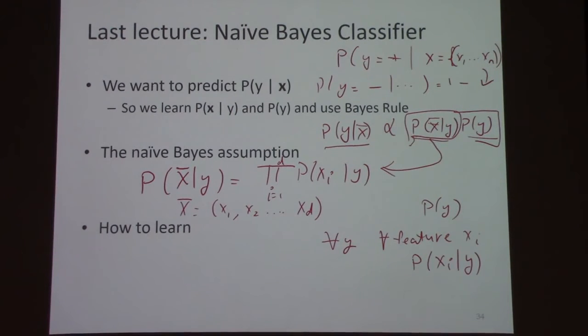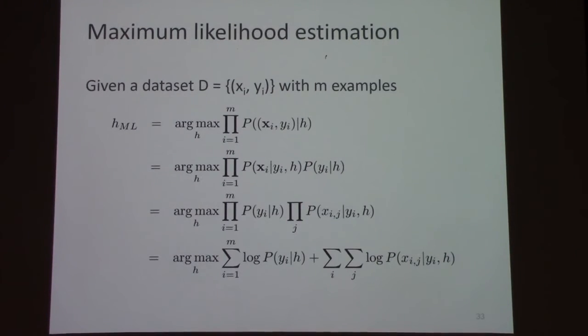The maximum likelihood setting, let's go back. You're given a data set, where xi is a vector. You're given a data set with feature vectors with labels. The usual thing that we have always.